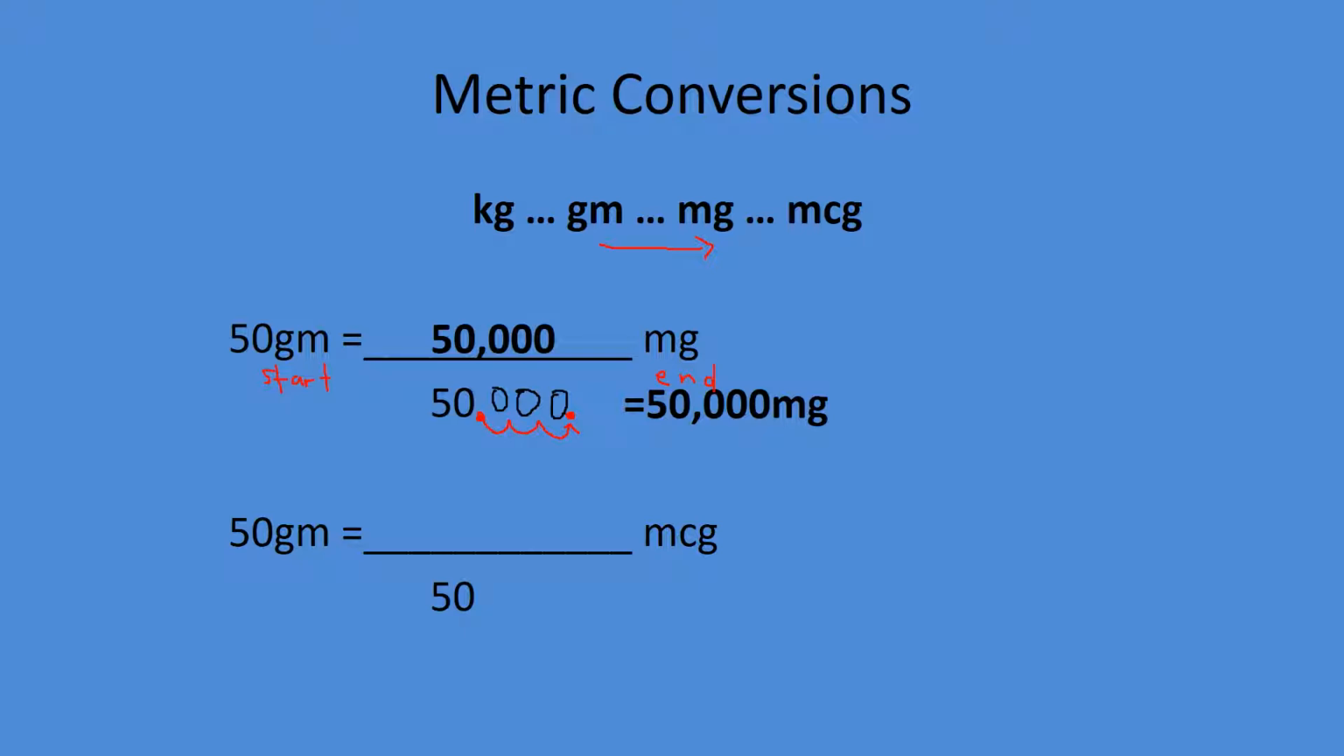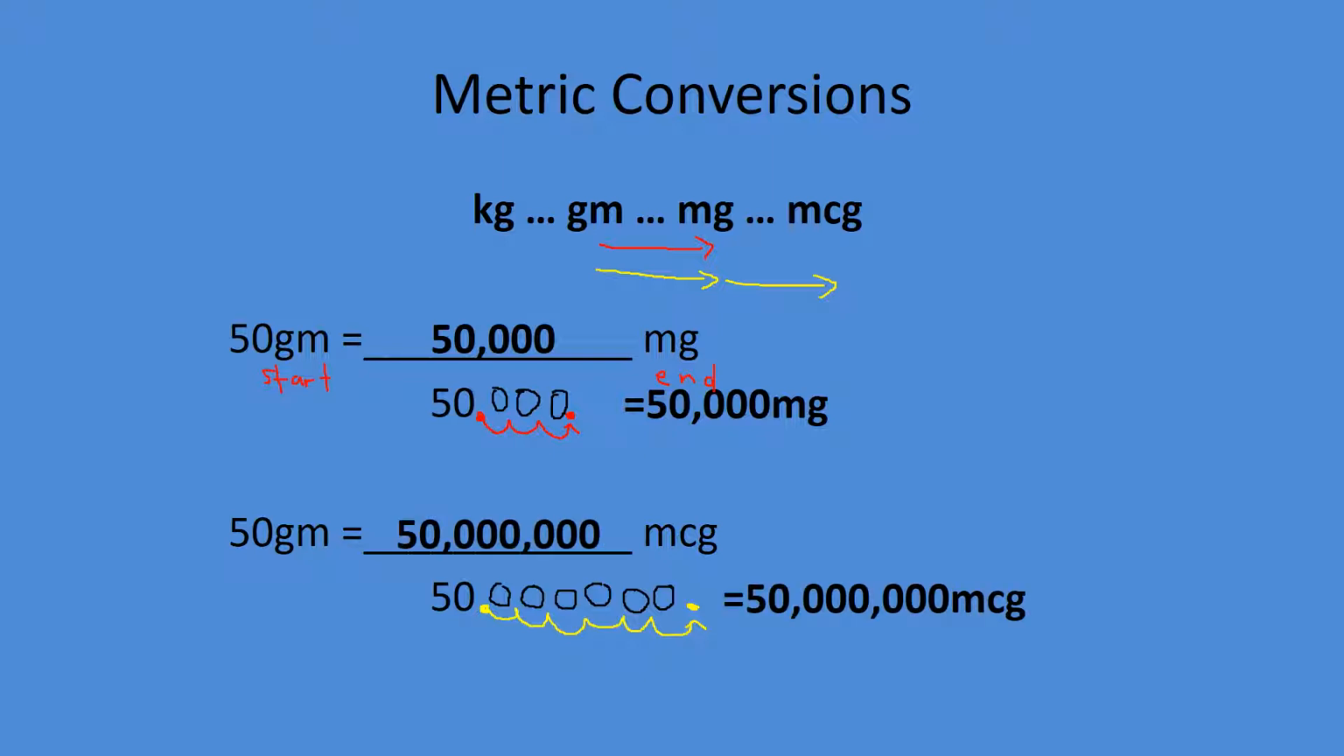Let's do the next example. We got the same 50 grams. This time we're going to micrograms. So we're going to move the decimal point this time 6 spaces to the right. So fill in your zeros. 50 grams is equivalent to 50 million micrograms.